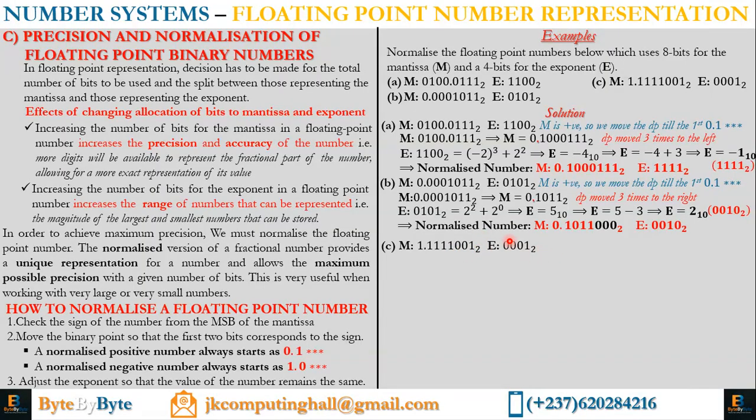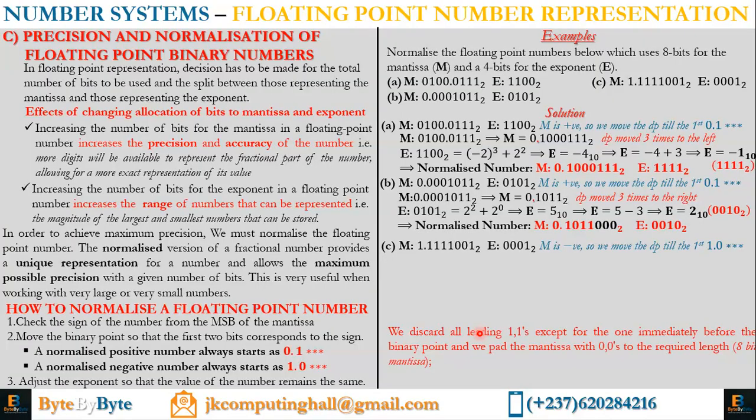1.111101, and our exponent has this value. Now, the most significant bit being 1 means that the number is negative. So we must move until we get the first 1.0 and so on, because a normalized negative number is of this form. So I have to move 1, 2, 3, 4 times. So this is what we have. Take note that here we discard all the leading ones except for the one immediately before the binary point, and we pad the mantissa with 0 to the required length, which is the 8-bit mantissa. So this is our mantissa. When we move, this is what we get.